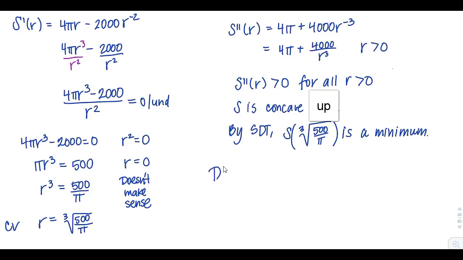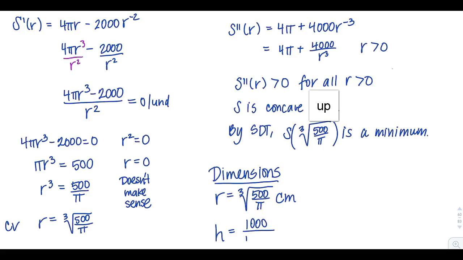So the dimensions are the radius and the height. Well, we found the radius, so the dimensions, the radius would be the cube root of that 500 over pi, and the units there are centimeters. So we also need h. We also need the height. Well, here's what we know about the height. The height from our constraint equation was 1,000 over pi r squared.